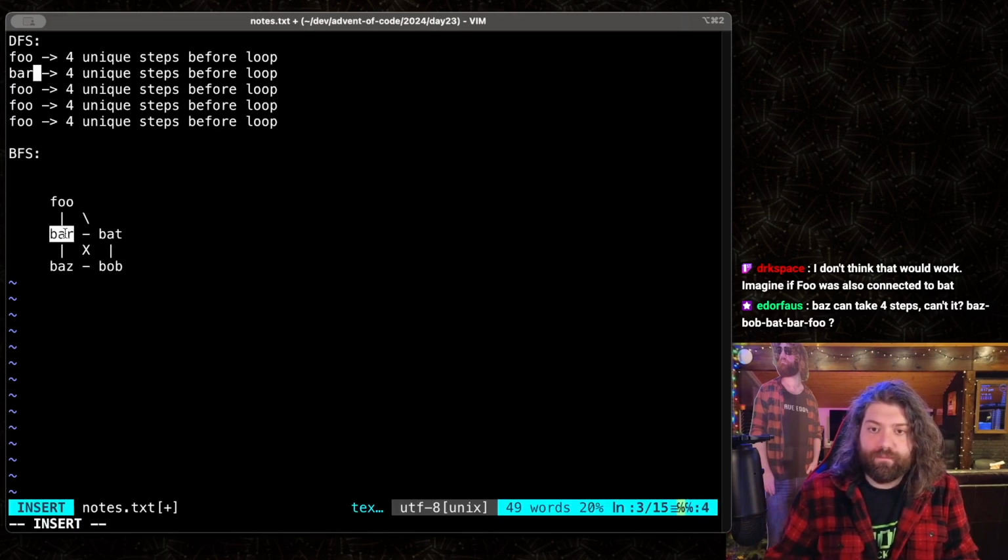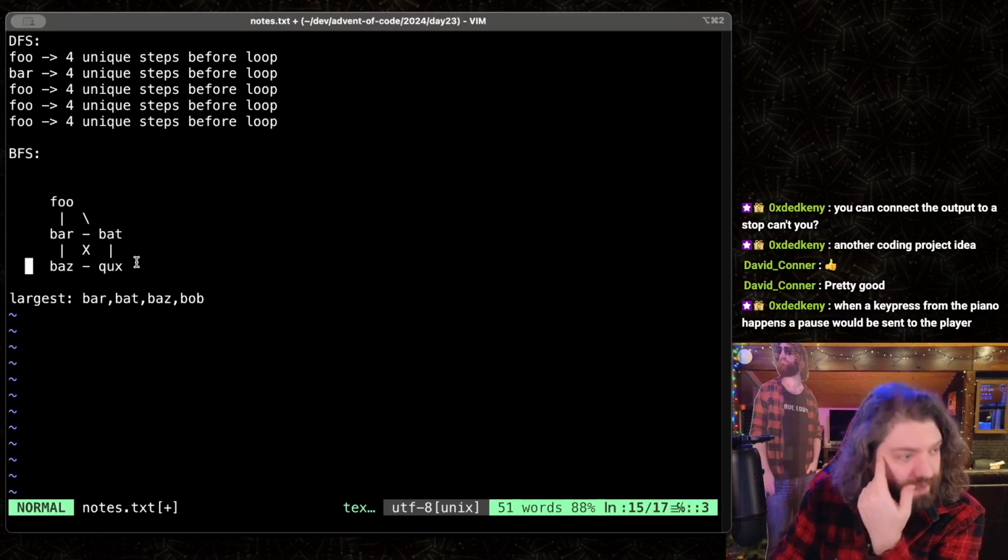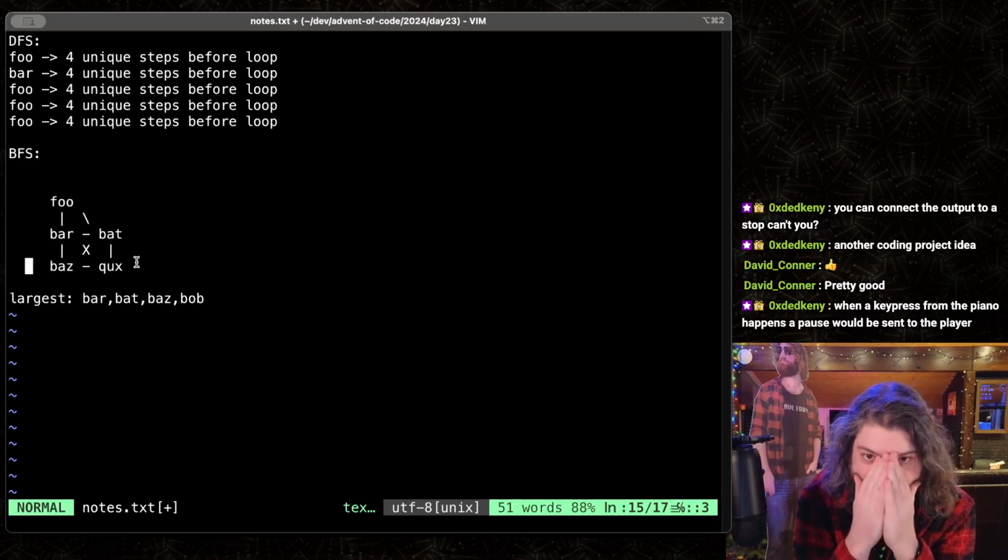Bar. 1, 2, 3, 4, 5. It's the same thing. They all can just walk in a big circle. Once you get away from your... All right. Let's lock in. What do we know here? What do we know?